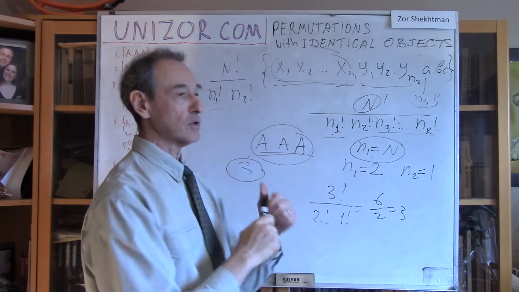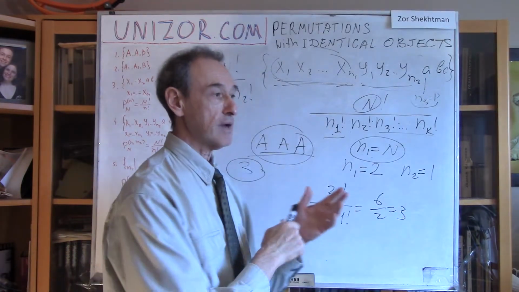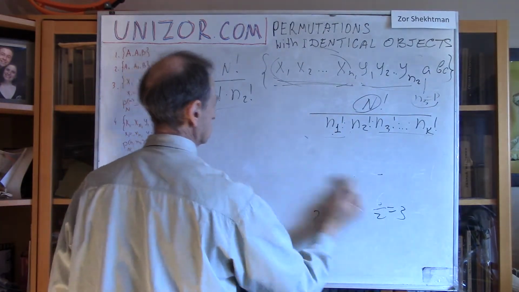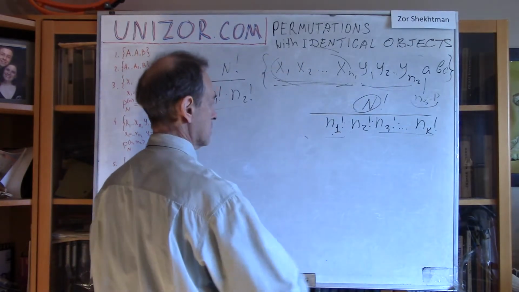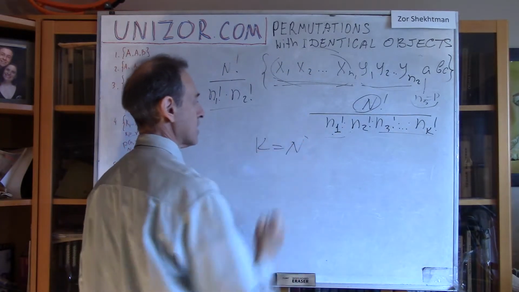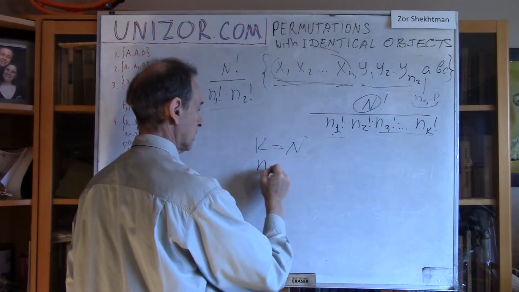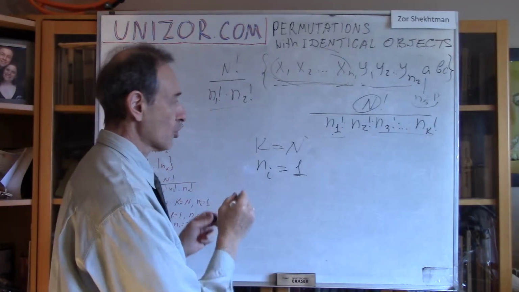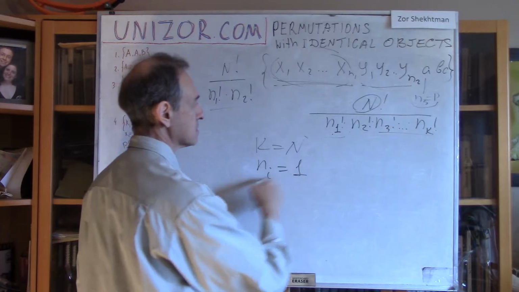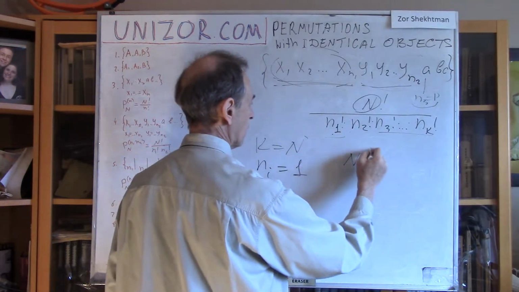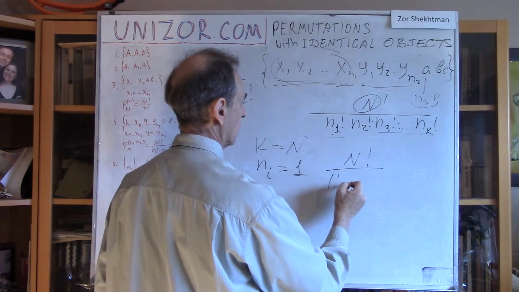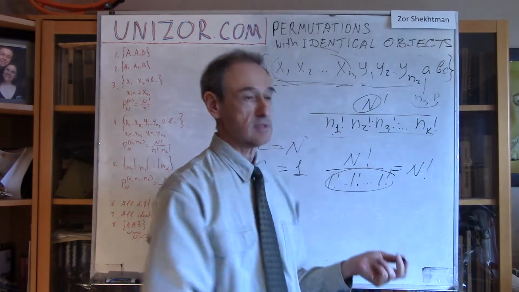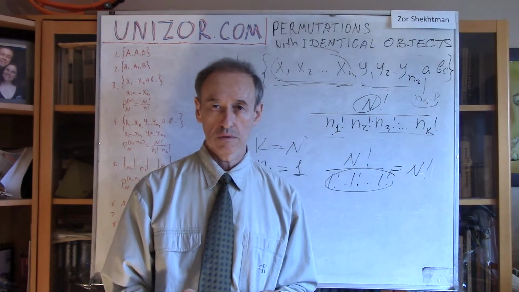And another extreme case: when all elements are different. So we have n groups. In this case, k is equal to n. This is the number of groups. And each group, n i, has only one element, because all elements are different, right? So each group contains only one element. So in this particular case, what do we have here? Well, we have n factorial divided by 1 factorial, 1 factorial, 1 factorial. These are all ones, so we have n factorial, and this is the original formula for the number of permutations.